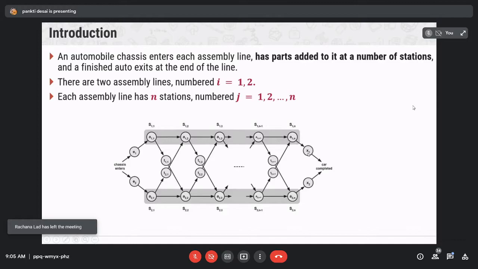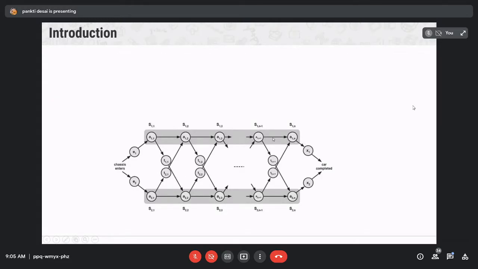Now consider there are two assembly lines, i equals 1 and 2, and each assembly line has n stations, that is j equals 1 to n. We denote the jth station of line i by Sij. So if this is the station for the first line, the value of i is 1, and for the first station the value of j is 1. So S11, like this S12, S13 up to S1n.